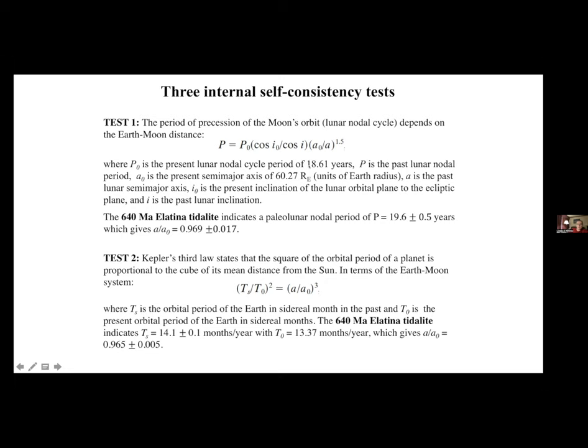And this gives A versus A0 of 0.969. You can also use Kepler's third law to test: the square of the orbital period of a planet is proportional to the cube of its mean distance from the sun. And in terms of the Earth-Moon system, you can take the orbital period of the Earth and sidereal month in the past, and T0 is the present orbital period of the Earth and sidereal months. So, for example, the Elatina tidalite indicates 14.1 months per year, whereas today we have 13.37 months per year, which gives an A over A0 of 0.965, very close. So that's the second test giving a similar result.